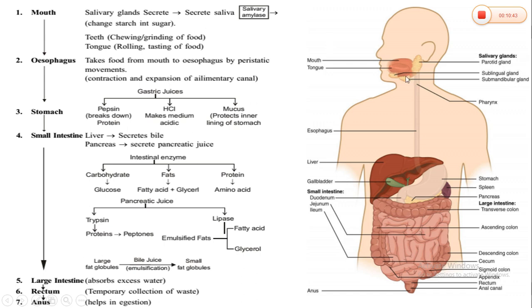We have already discussed the parotid, sublingual, submandibular. And we know that they secrete the saliva. Saliva has salivary amylase. What does salivary amylase do? It breaks down starch into simple sugars like maltose. Right? What are the other parts in our mouth or oral cavity? Well, right now, just use your tongue. Roll it around in your mouth and feel the teeth.